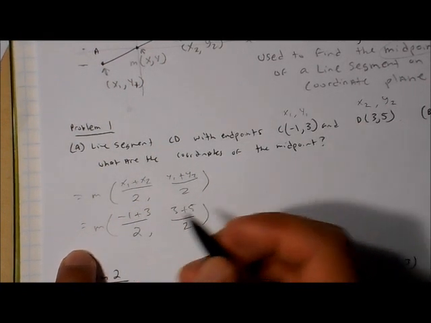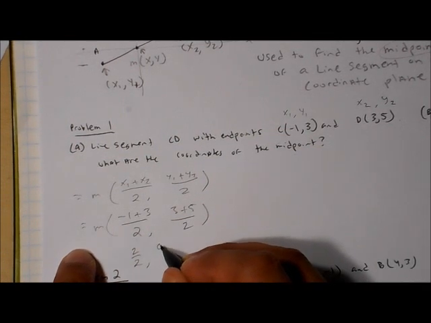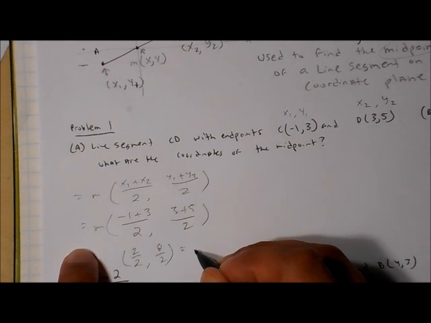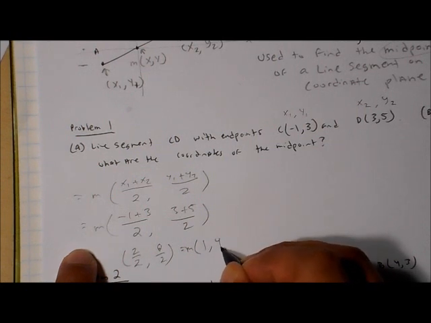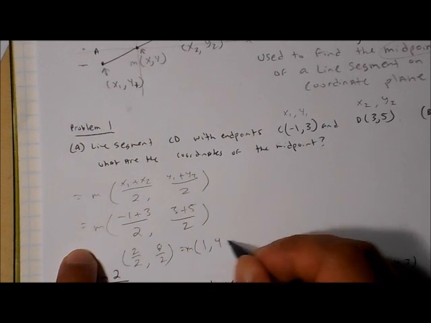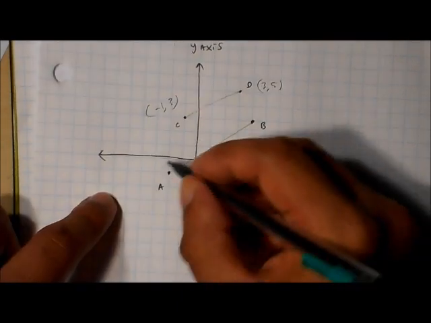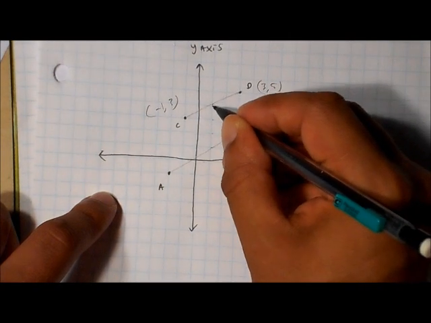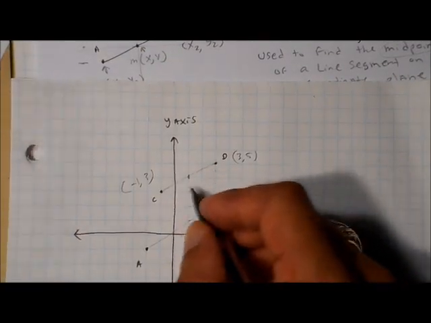So negative 1 plus 3 is 2 over 2. 3 plus 5 is 8 over 2. Now, are we able to reduce both of these? We should. So our midpoint should come out to be at 1, comma, how many times does 2 fit into 8, which is 4. So our midpoint should be at 1, comma 4, which is 1, 2, 3, 4. So it should be right here. Okay, so that will be it for this problem, for the midpoint of CD.